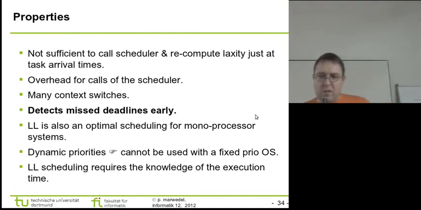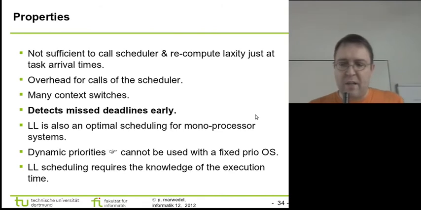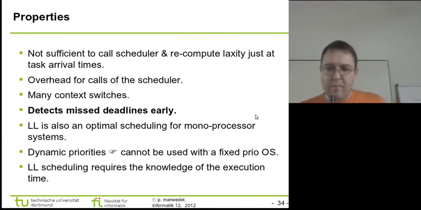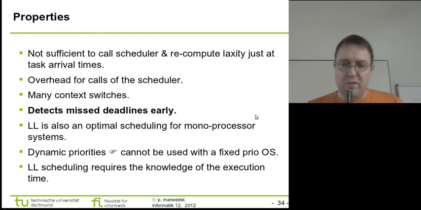It's not sufficient to call the scheduler, as we've seen, and recompute the laxity just at the times when a task arrives, because the laxities change at every time unit in our system. So with every tick of our clock, we have to recalculate all the laxities. We have overheads for calls of the scheduler, and we may have many context switches.